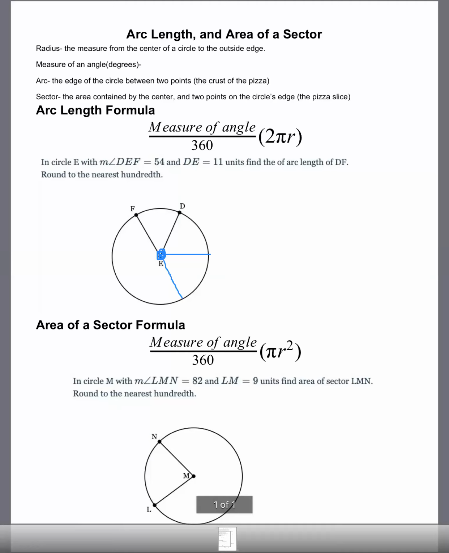I thought it's like how big the circle is. It's half of the circle. Oh. So it's only how big from the center to the outside edge. Oh, okay.